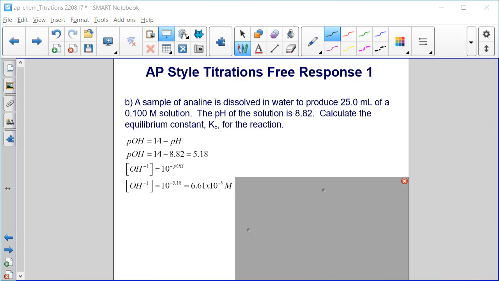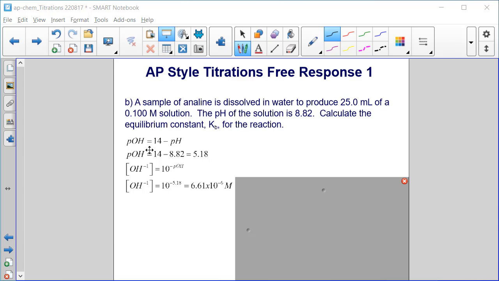All right, in part B, a sample of aniline is dissolved in water to produce 25 milliliters, that's our volume, of a 0.1 molar solution. That's our concentration of aniline. We measure the pH of that solution, and it's 8.82. Calculate the equilibrium constant, Kb, for this reaction. So first, I need to know the hydroxide ion concentration so that I can use it in that Kb expression that we wrote in part A. So that's the first thing I do.